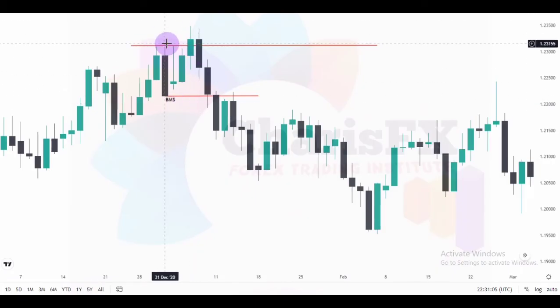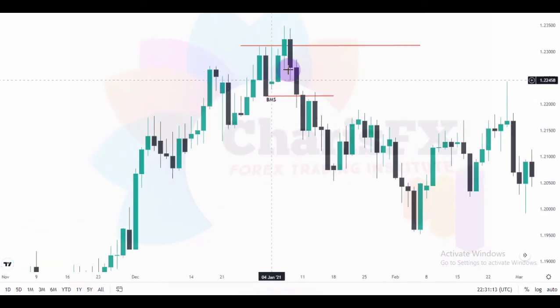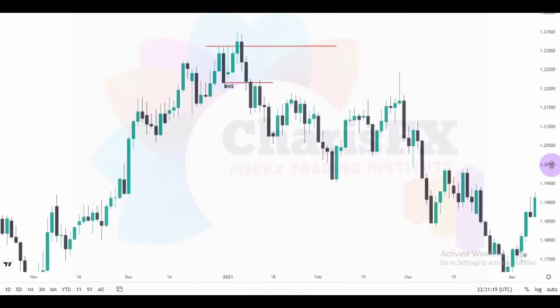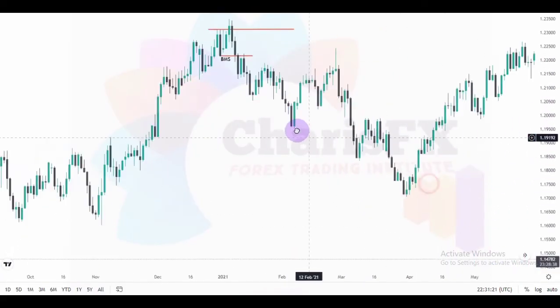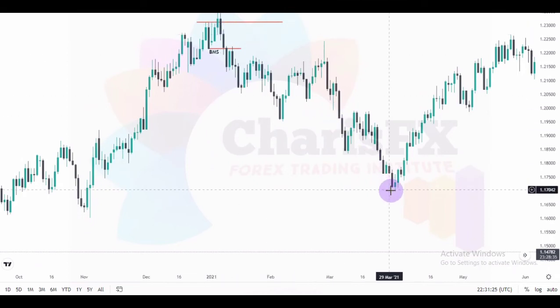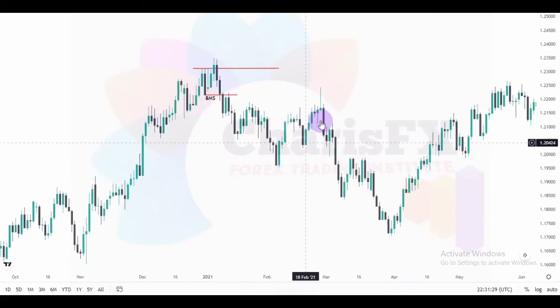Price took out the last high but couldn't respect the last low, so we have a shift in market structure. This trend has changed from bullish to bearish. That's how you know that a trend has changed. And guys, look at this. From this time, price has been selling. Remember that we are on the daily time frame. This is on the daily time frame of Euro USD charts.